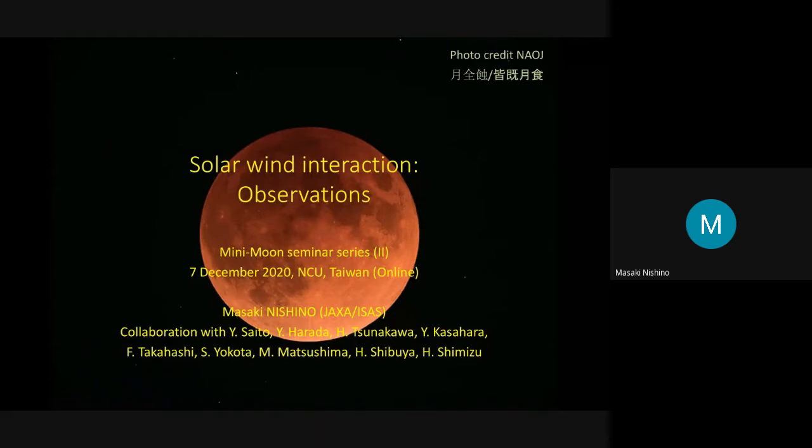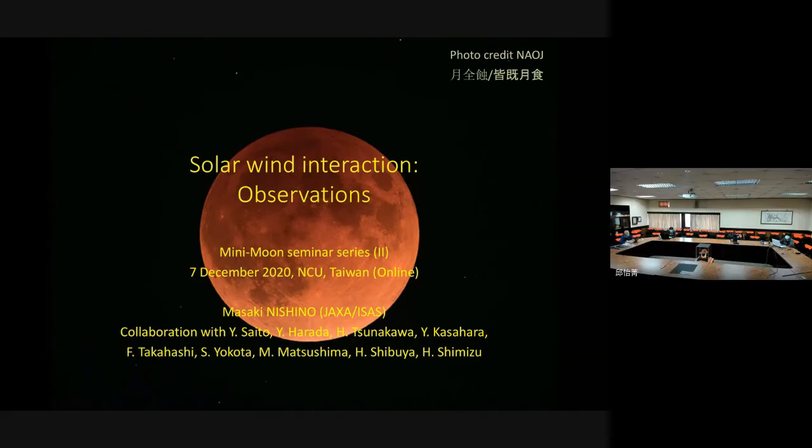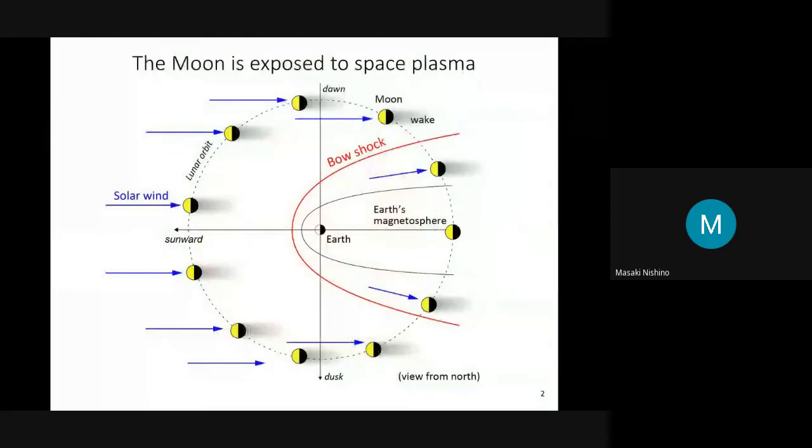And today I'd like to talk about solar wind interaction from the viewpoint of spacecraft observations around the moon, mainly by the Kaguya orbiter and partly the Artemis spacecraft. First of all, the moon is almost every day exposed to space plasma.